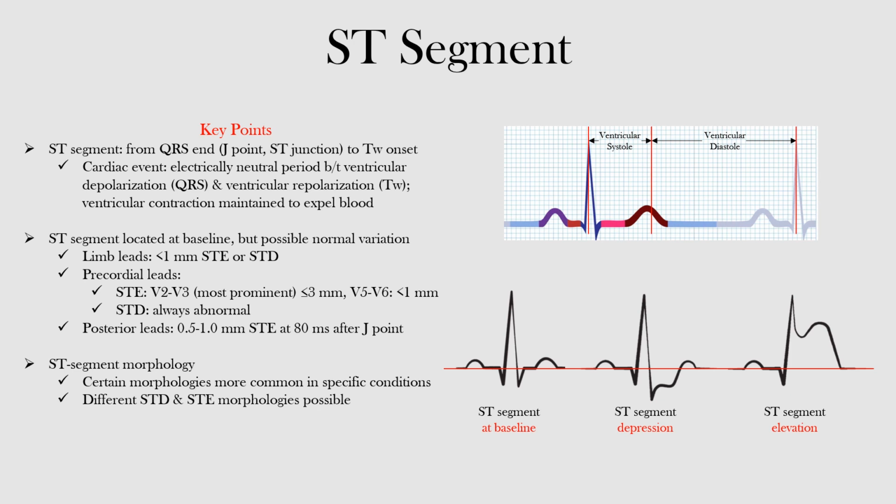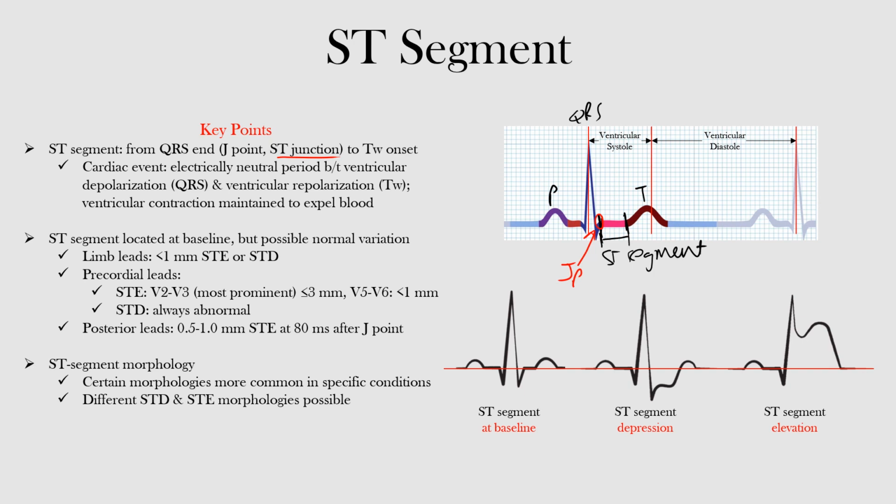So if you look here, we can see our ST segment, this here in red, from the end of our QRS complex. This is our P wave. Then we have the start of our ST segment up until the beginning of our T wave, which is this point here. So this portion here is our ST segment, okay? And we said that the beginning of the ST segment, this portion here, is also referred to as the J point, or sometimes referred to as the ST junction, okay?